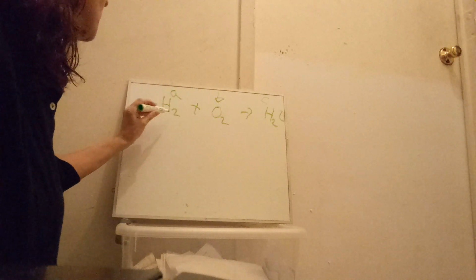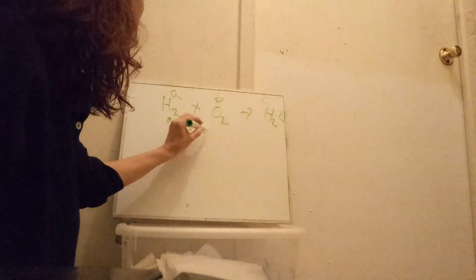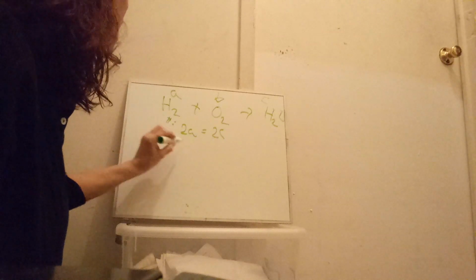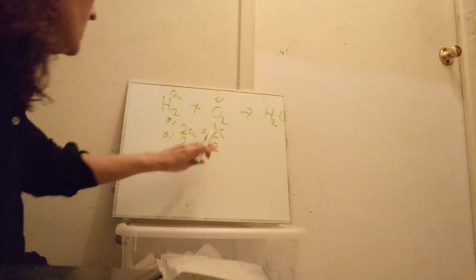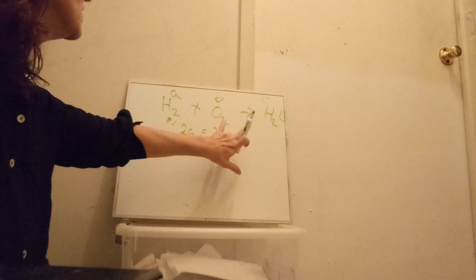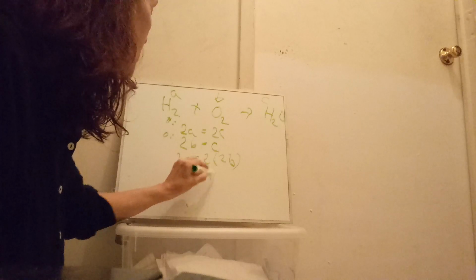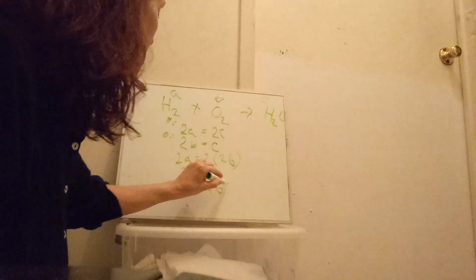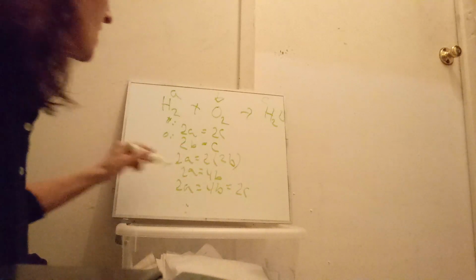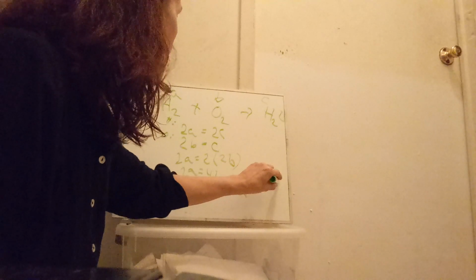Now, here I take hydrogen: 2A equals 2C. And here I take oxygen: 2B equals C. Now, having C, I plug C into the first equation. I get 2A equals 2 times 2B, producing 2A equals 4B. I already have 2A in terms of C, so I get 2A equals 4B equals 2C. Now I could factor through here, and it would give me A equals 2B equals C.